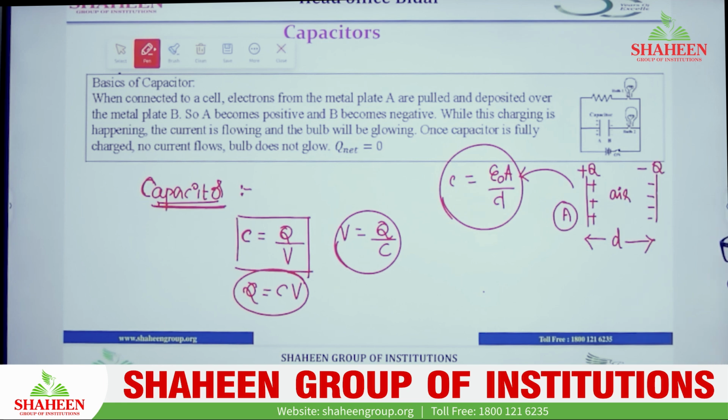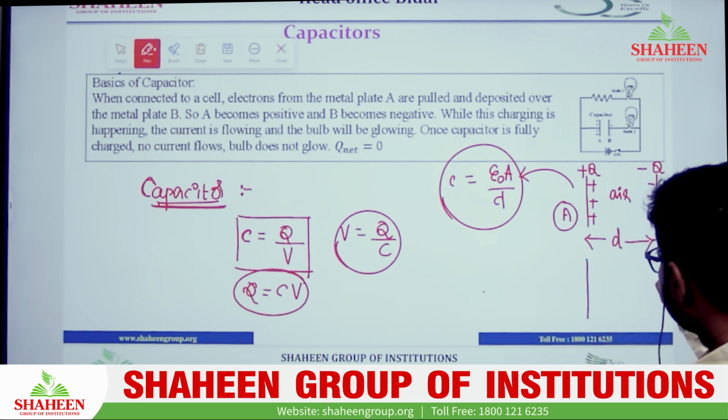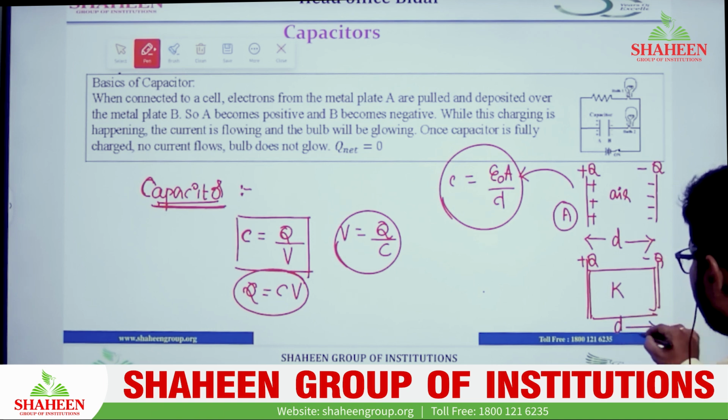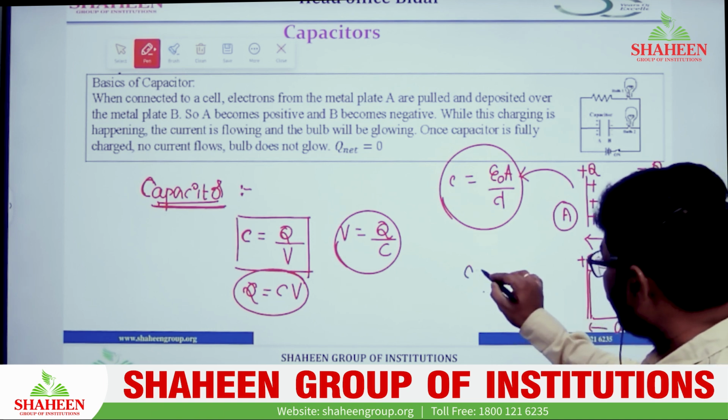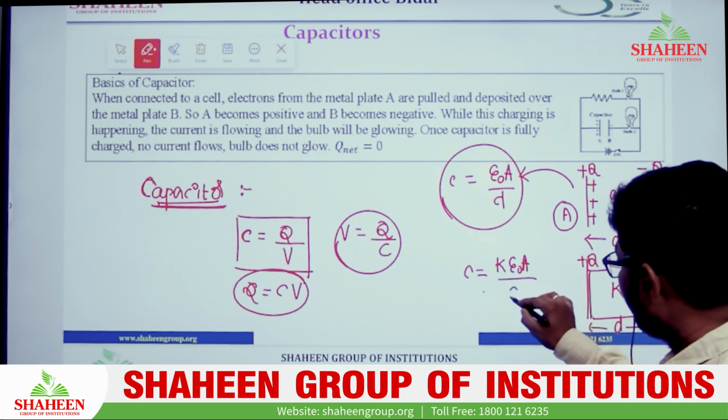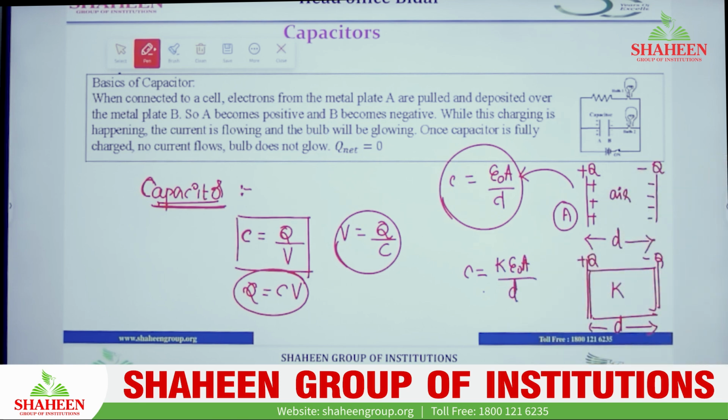If you place a medium of dielectric constant k between the plates, the capacitance of the parallel plate capacitor becomes k times epsilon naught A upon D. So if the dielectric medium completely fills the space between the two plates, the capacitance is k epsilon naught A by D.